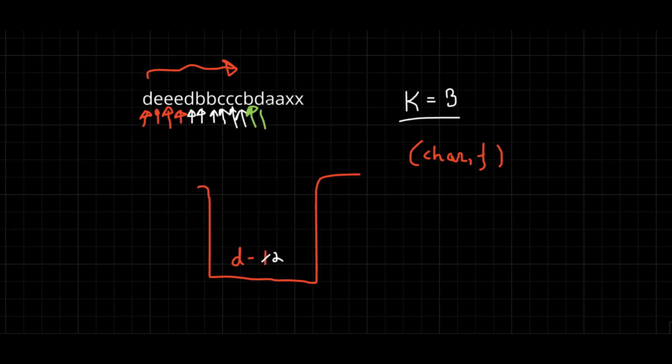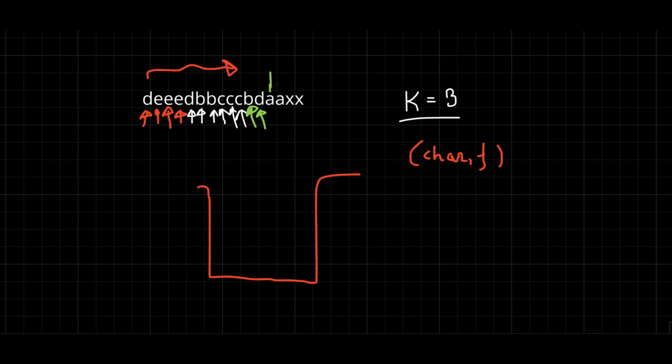Now we are at this element D. So we have to check whether the top element of the stack is D or not. Yes, it is. That means here we have to update the value from 2 to 3. So here the value 3 is exactly equal to k. So we have to remove the corresponding entry from the stack.